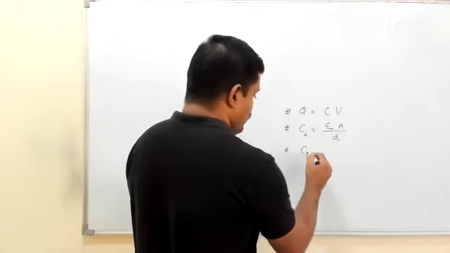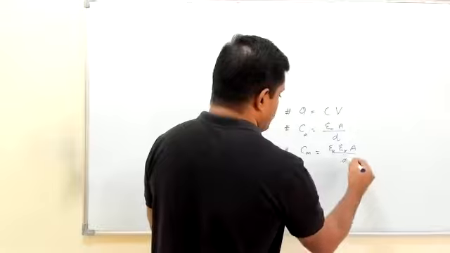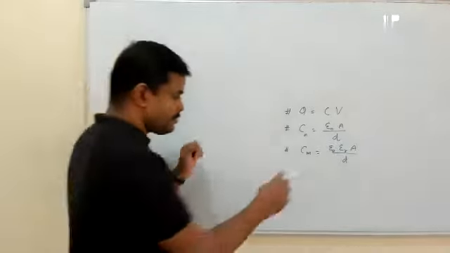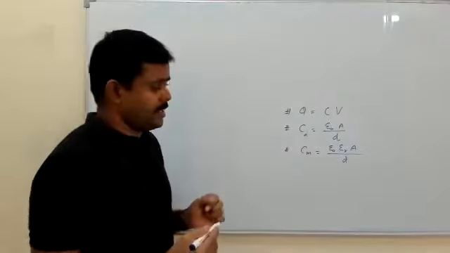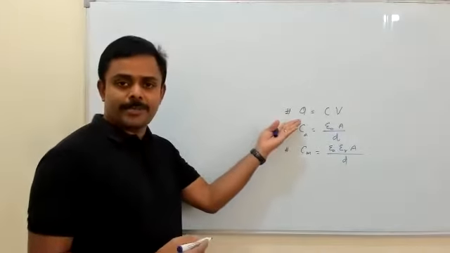And then C medium. What if you're filling that with a material? It is epsilon 0, epsilon r, A by D. We learned this yesterday. Epsilon 0, epsilon r, A by D. You can write down the formula. I'll send the formula sheet today. This is the basic equation for capacitance.